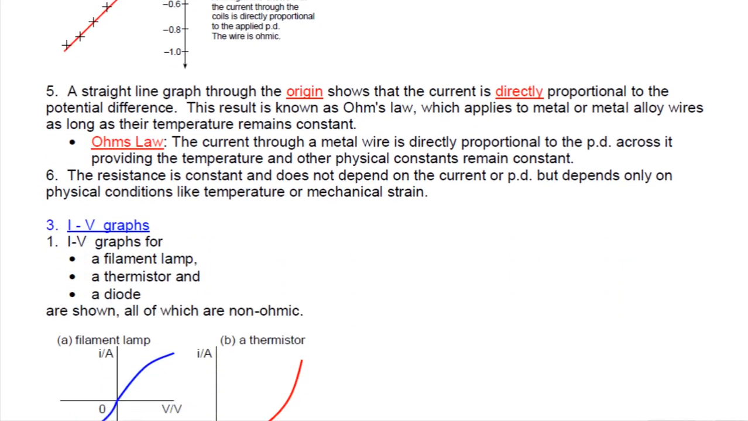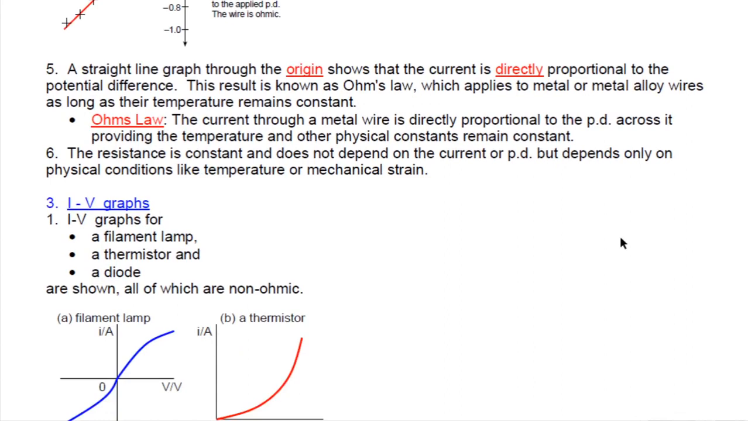Ohm's law states that the current through a metal wire is directly proportional to the PD across it, provided that the temperature and other physical constants remain constant. The resistance is constant and does not depend on the current or PD, but depends only on the physical conditions like temperature or mechanical strain.